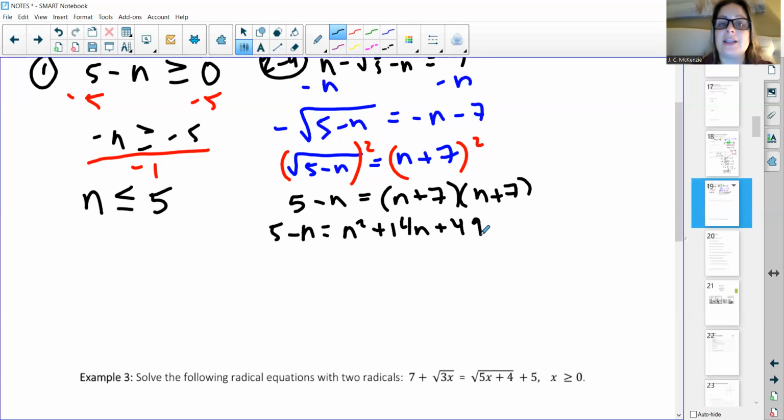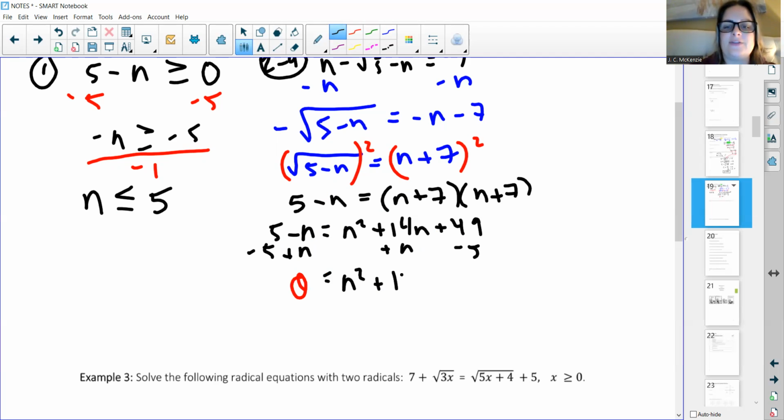So I'm going to make one side equal to 0, because that is what you need to do for 3 out of the 4 strategies. So I'm going to subtract 5 and add n to both sides. Then we're going to get 0 on that one side equals n squared plus 15n plus 44. Now I have to look at this quadratic and think, how am I going to solve this?